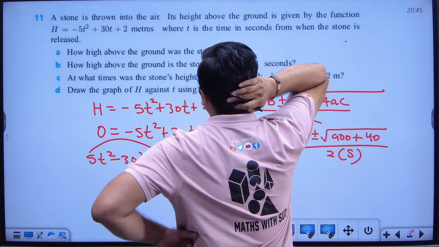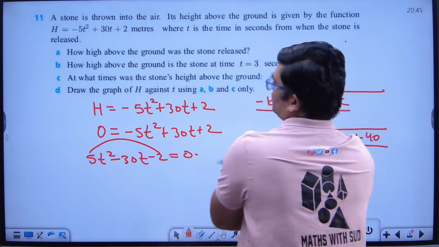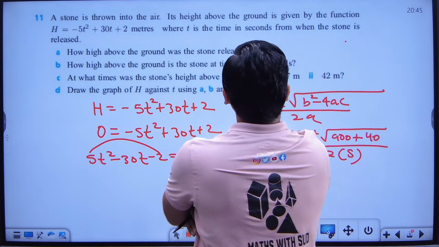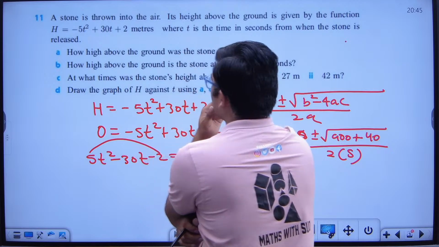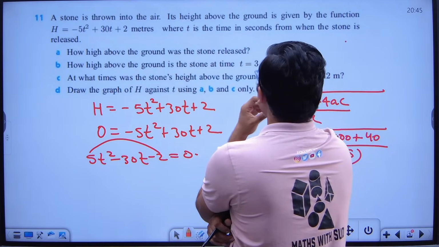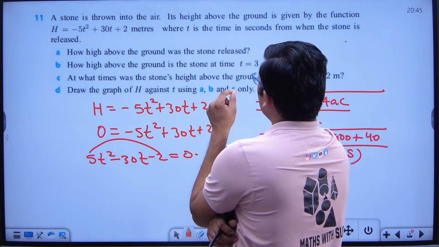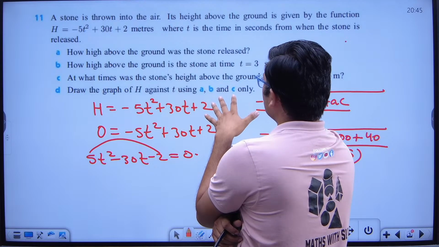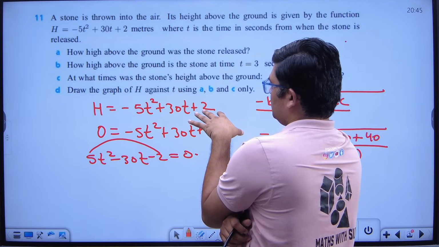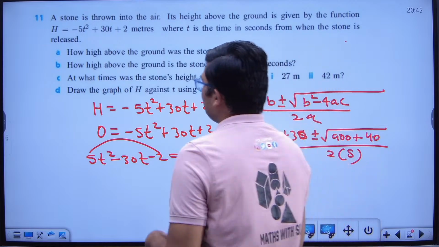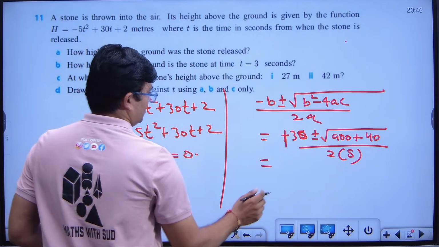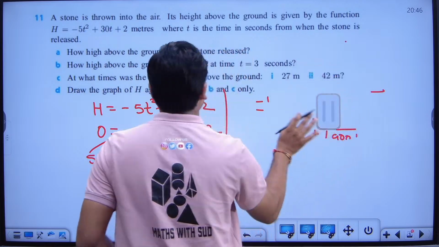How high above the ground was the stone released? Its height above the ground is given by this function, where t is the time in seconds from when the stone is released. How high above the ground is the stone at time t is equal to 3 seconds? Let us find for t is equal to 3 seconds then. Let's not solve this, let's solve this B question first.